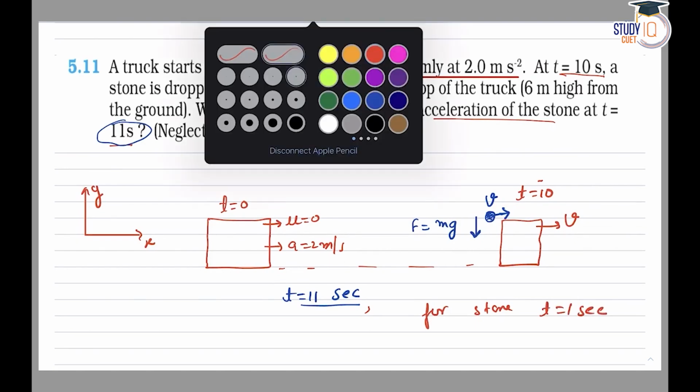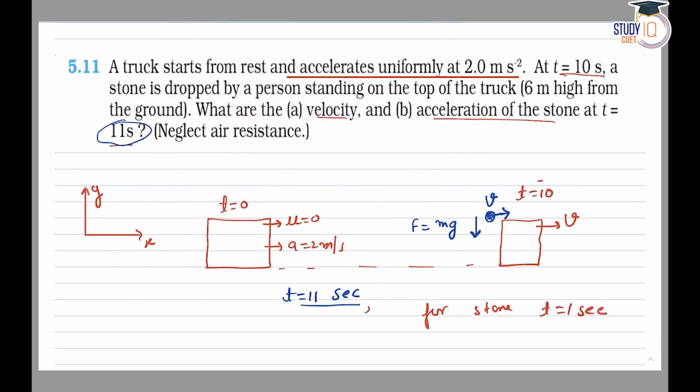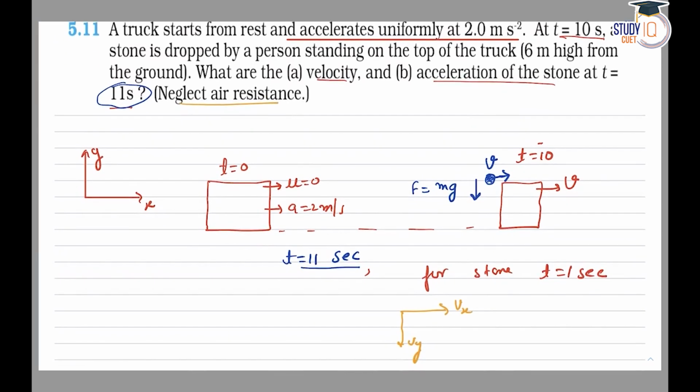To define the velocity of the stone, we know the stone has two velocities: vx in the x direction and vy in the y direction. As we neglect air resistance, air resistance is zero. So the net force in the x direction is equal to zero. This implies acceleration in the x direction is equal to zero, which implies velocity in the x direction remains constant. So vx is equal to ux, and ux is v.